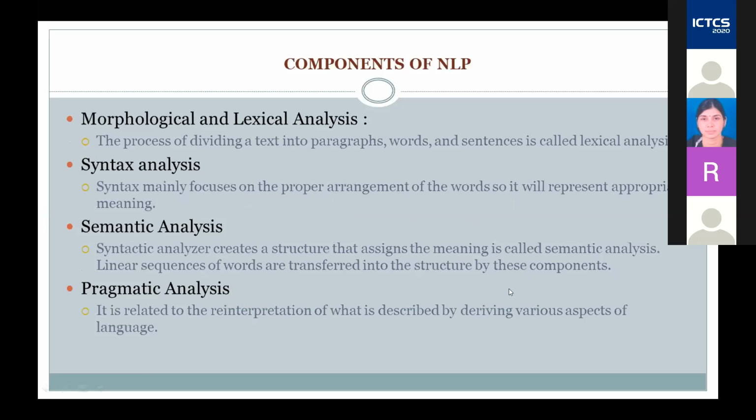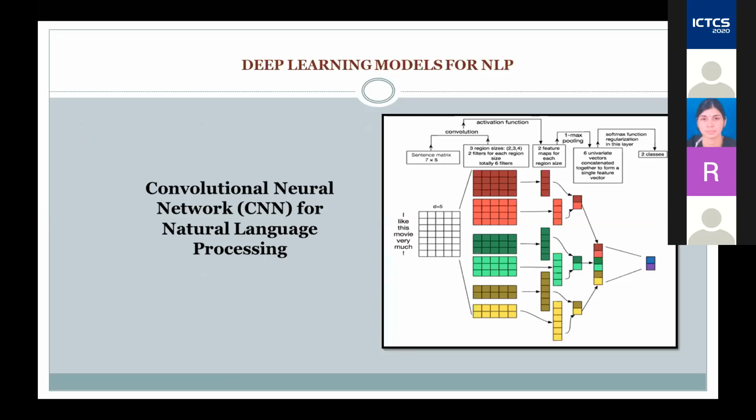Okay. So next are the components of NLP, that is morphological and lexical analysis, syntax analysis, semantic analysis, and pragmatic analysis. Now, in this paper, we have mainly focused on how deep learning algorithms are used for NLP tasks. So the first one is the convolutional neural network for natural language processing.